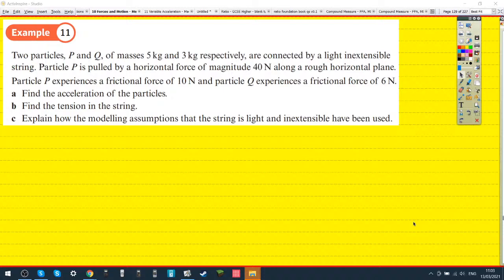So I did a diagram. I did a dot for particle P, and then I did 40 to the right and 10 to the left, and put 5 kg above it.